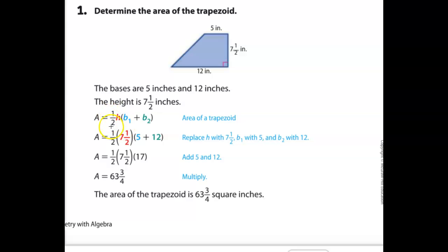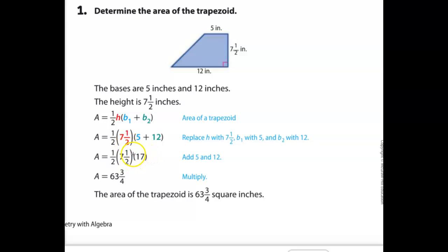So area is equal to 1/2 height times base 1 plus base 2. And this is going to be in parentheses. So order of operations means you must add these two together first. So we have 5 plus 12 is 17. Okay, so then we have the height, which is 7 and 1/2. So now we have 1/2 times 7 and 1/2 times 17.